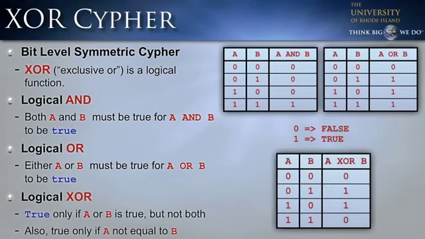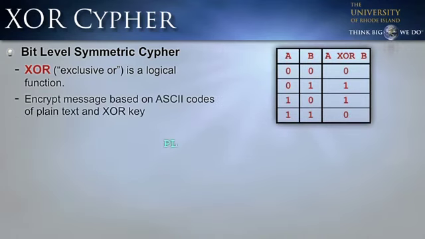An exclusive OR, the XOR, is true only if A or B is true, but not both of them. In other words, it's only true if A and B are not equal. So if A and B are both 0, A XOR B is false. And if A and B are both 1, A XOR B is false. Otherwise, if A is false and B is true, 0 and 1, A XOR B is true, or 1. And if A is true and B is false, A XOR B will be true, or 1 also. Well, let's look how we would use that in our cipher.